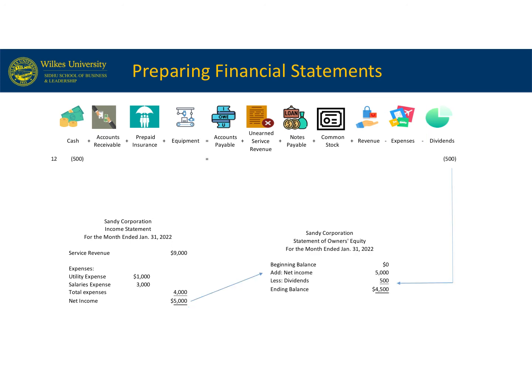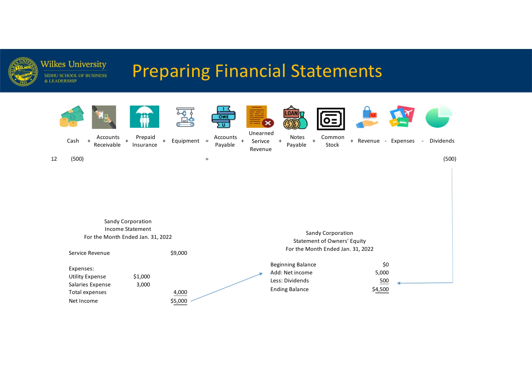The statement of owner's equity is prepared next. If there was a prior balance in retained earnings, it would have been in a separate column. But we're starting a new company, so there isn't any retained earnings at the beginning, and the balance is 0. Then you add the net income from the income statement and subtract the dividends from this column. The amount remaining is the new balance in retained earnings.